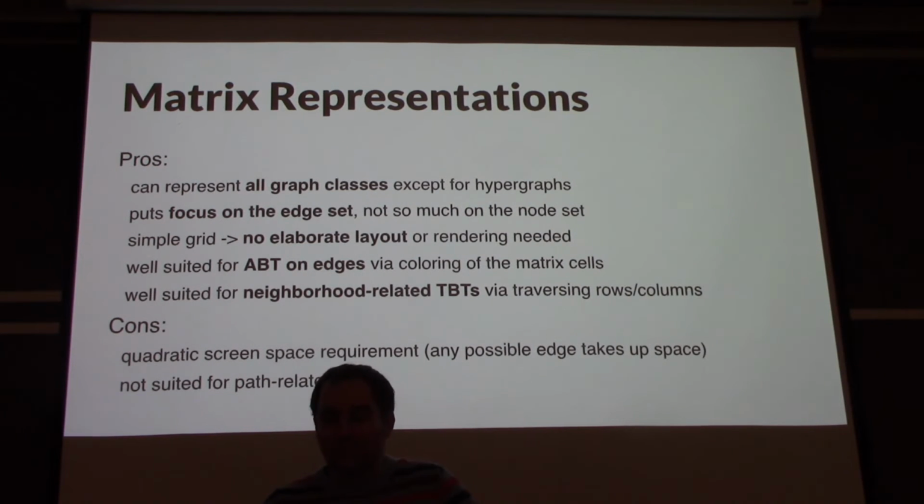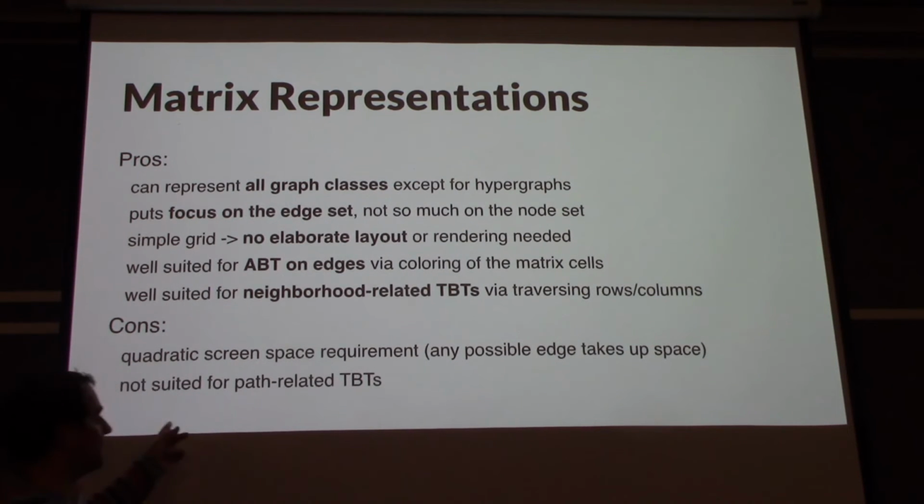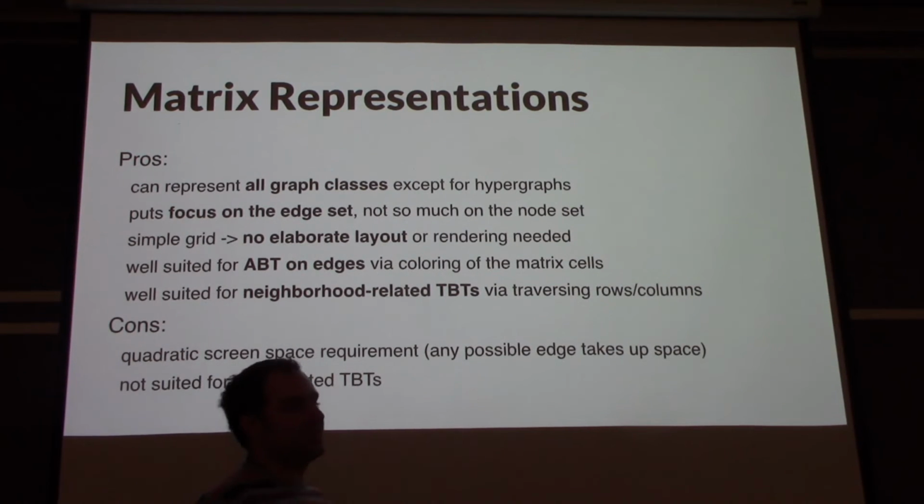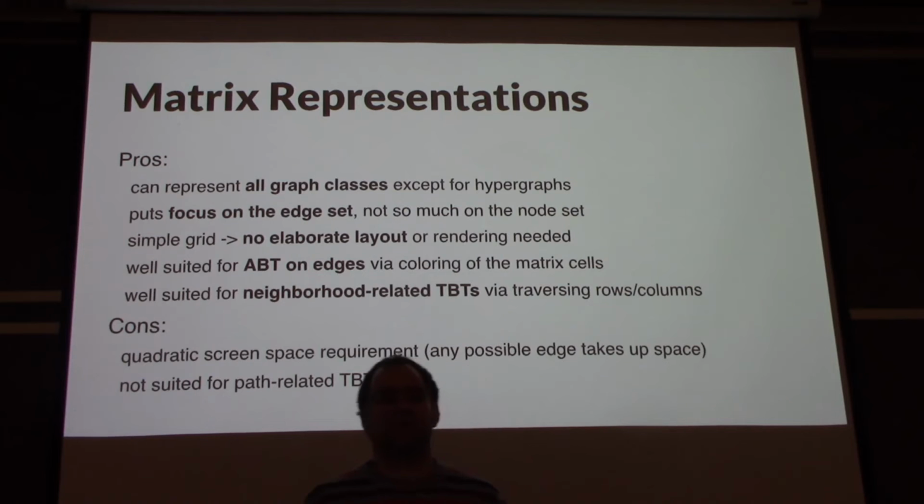It's very well suited for attribute-based tasks and edges, by coloring the matrix cells or even embedding little glyphs within the matrix cells. And it's also well suited for neighborhood-related topology-based tasks. So like, what are the neighbors of A? That's easy. Of course, the cons are that it's not suited for path-related topology-based tasks, and we have this quadratic screen space requirement. So any possible edge takes up space.